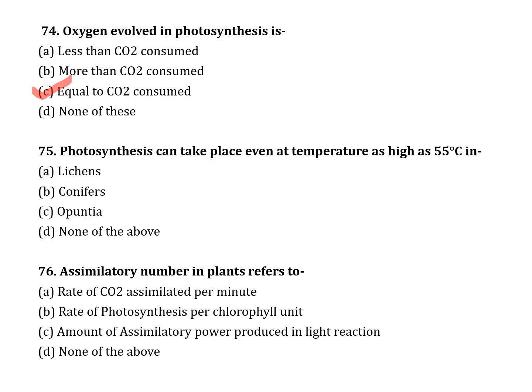The next question, number 75. Photosynthesis can take place even at a temperature as high as 55 degrees Celsius in option A, lichen. Option B, conifer. Option C, opuntia. Option D, none of the above. Correct answer is option C, opuntia.